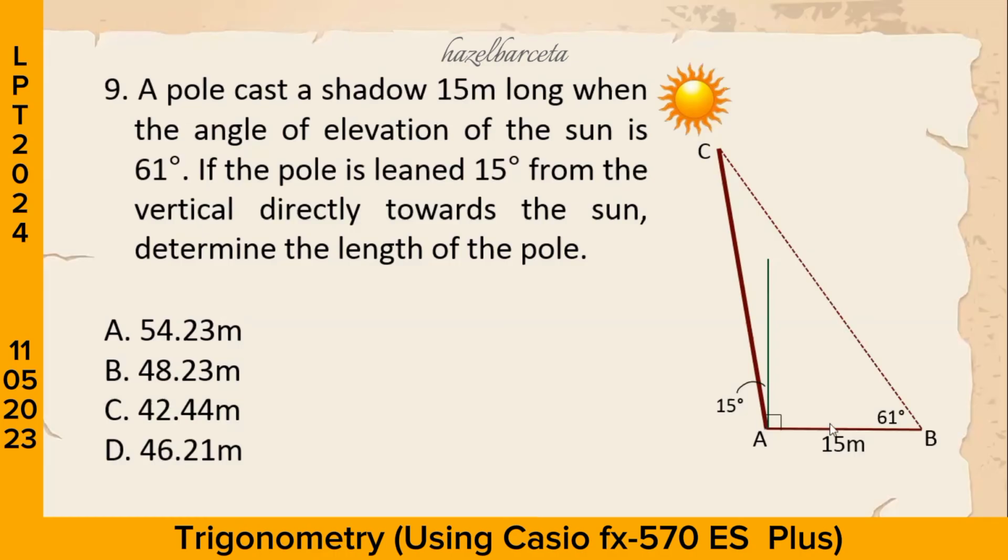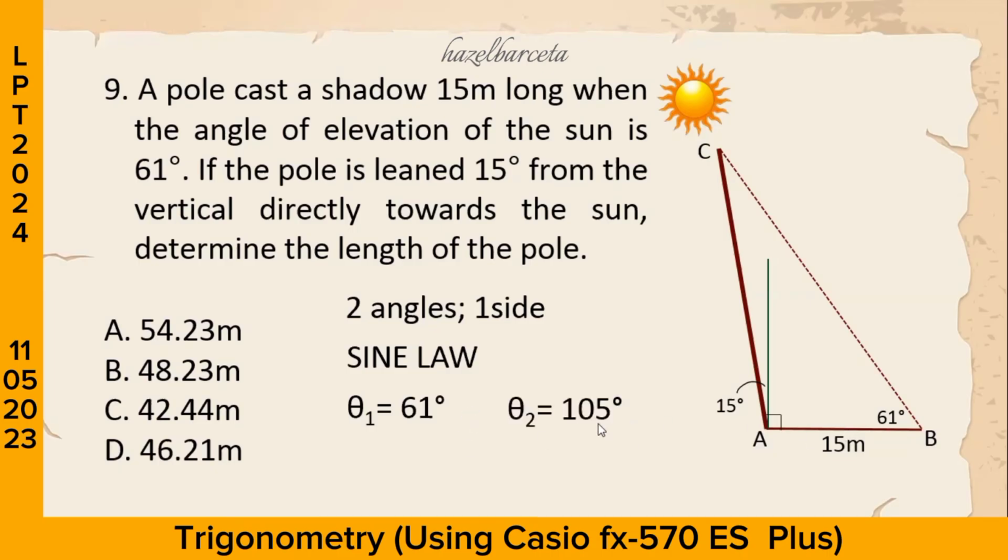So, we have two angles and one side, we will use sine law. Theta 1 is the given 61 degrees. So, ito po yung angle of elevation. Elevation dahil yung ating object ay nasa taas and it is reference from the horizontal. Theta 2, paano po naging 105? We have 90 here plus the 15, so 105. And the given side is 15.